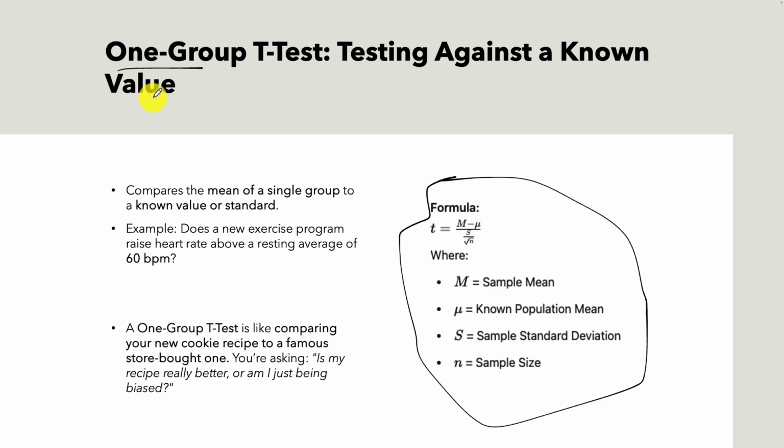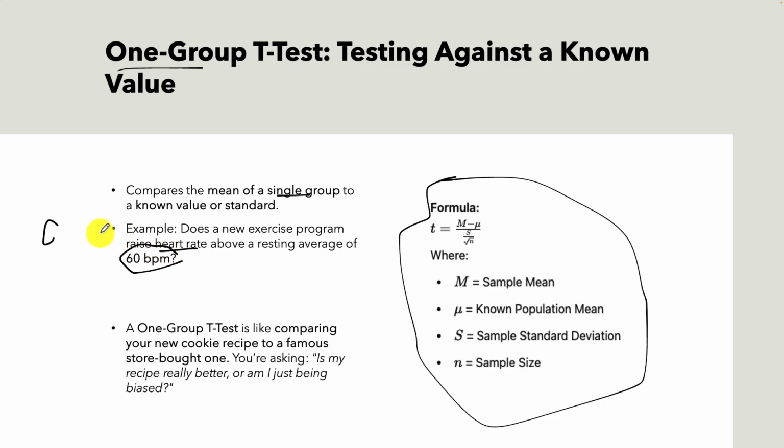So a one-group t-test compares the mean of a single group to a known value or standard. So here's an example. Does a new exercise program raise heart rate above a resting average of 60 beats per minute? So it compares the mean of a single group. Let's say I want to work with children, and I want to compare if exercise raises heart rate above resting average, right? Here's the resting average. Well, in children, that would actually be higher because children have higher resting heart rates.